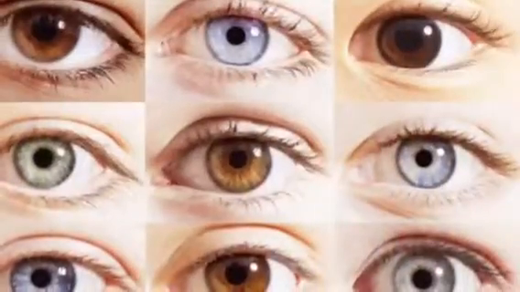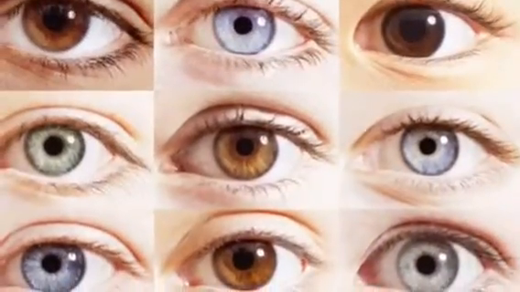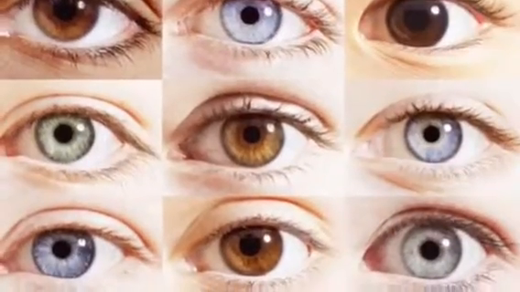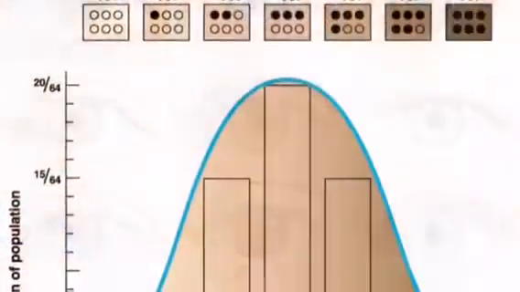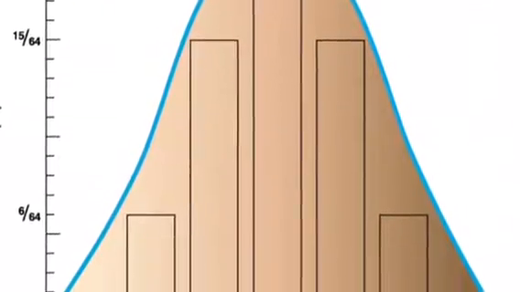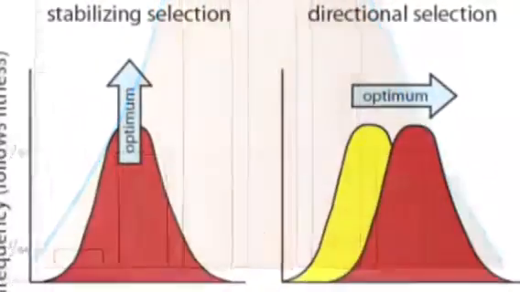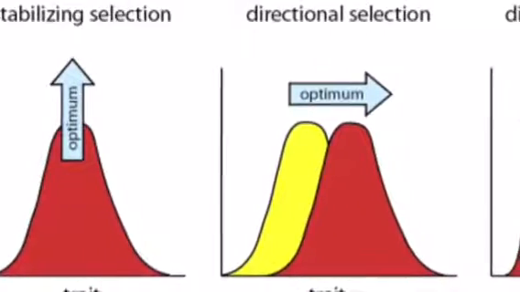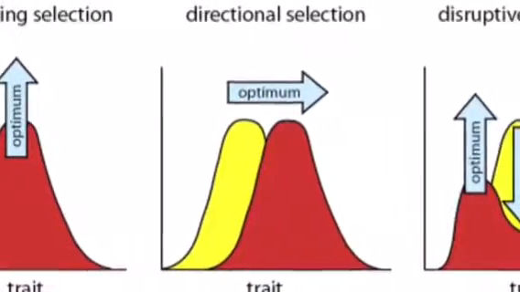Traits in an organism can either be controlled by a single gene or by multiple genes, which are called polygenic traits. Polygenic traits are also affected by natural selection, in which the distributions of phenotypes can appear in any of three ways: directional, stabilizing, or disruptive selection.